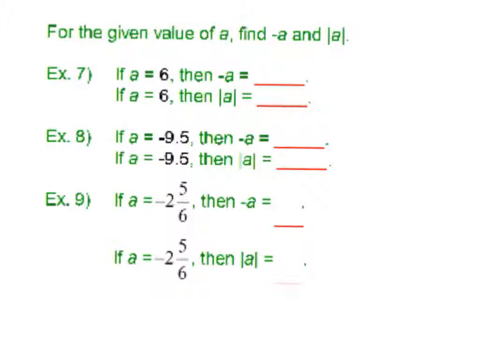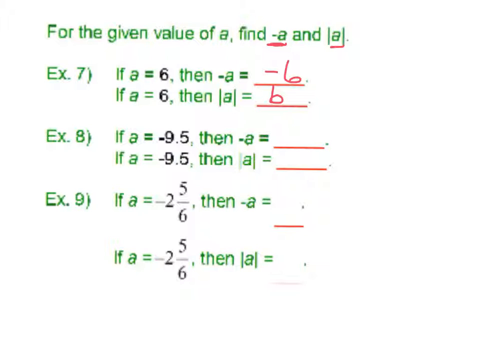Okay, so for example 7, 8, and 9, we're going to do both. We're going to give you a value for A, and then we're going to find negative A, which means the opposite of A, and then the absolute value of A. So if A is 6, then negative A would be -6. If A is 6, you find the absolute value of 6 is just 6. So remember, that's how far is 6 from 0.